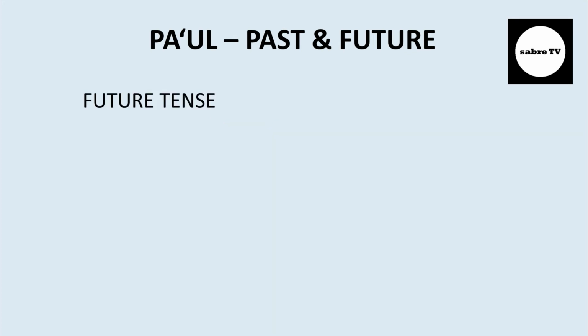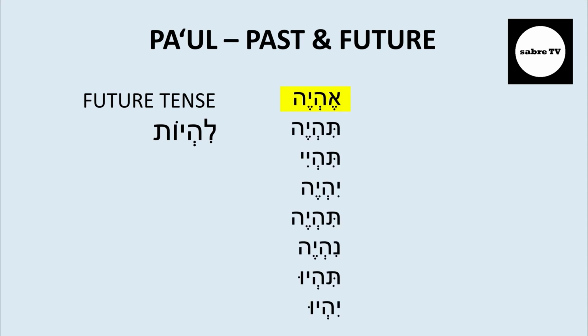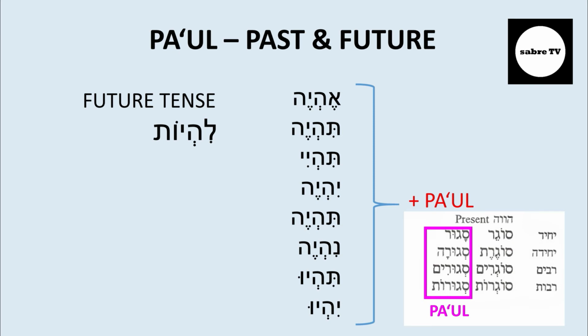Now, future tense, exactly same story. We take להיות, and then we put it into the future tense. Here it is. And now we read it together. אהיה, תהיה, תהיי, יהיה, תהיה, נהיה, תהיו, יהיו. And here we do exactly the same. We are interested in the whole list and then we pick one, we add Paul, and then we have the past participle in the future tense. And here again, we take the only Paul that exists.